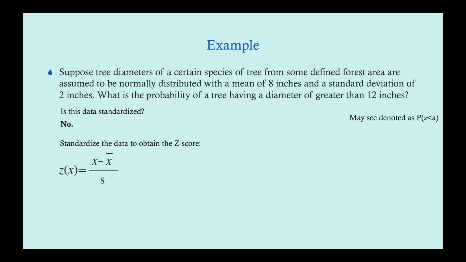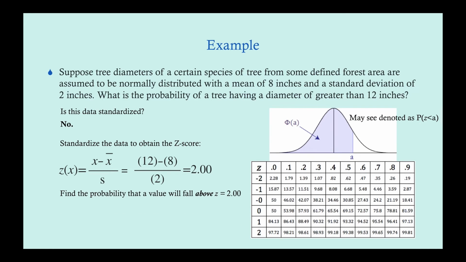So x is our variable. That's going to be 12 inches. 8 is the mean, and 2 is the standard deviation. So 12 minus 8 over 2 is 4 over 2 is 2. So that is our z-score. It's as simple as that. As long as you know the mean and the standard deviation, you should be able to find your z-score very easily. So 2 is your z-score, and then all you need to do is look at your table.